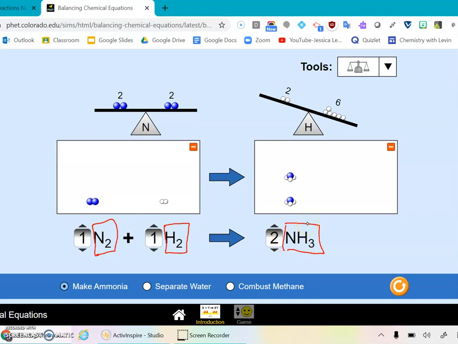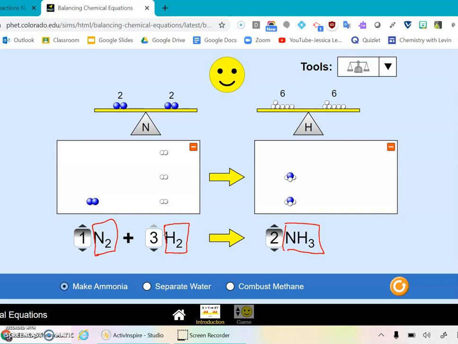My nitrogens are even, but my hydrogens really aren't. There are 1, 2, 3, 4, 5, 6 on this side, and only 2 on this side. So 2 times what gives me 6? Or 6 divided by 2 is 3. So if I add that, voila, we are even, and you get your fun little smiley face.